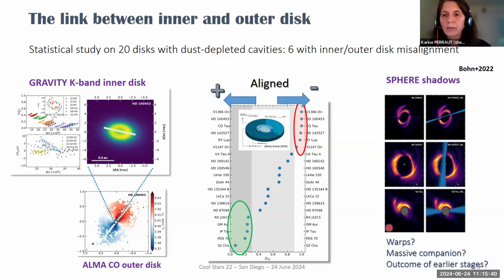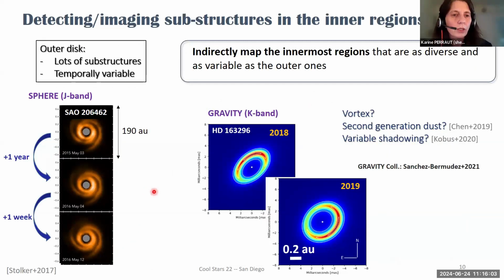So we use these observations to understand which processes induce such misalignments, and more generally to connect the substructures that are observed at large scale with those that are supposed to also exist at smaller scales. Indeed, the outer disk is known to exhibit lots of substructures: rings, spirals, arms. In addition to that, they are temporally variable, as you can see here on this Herbig image coming from SPHERE, and you see different timescale variability. So there is a need, and also an interest, to indirectly map the innermost regions that might be as diverse and as variable as the outer ones.